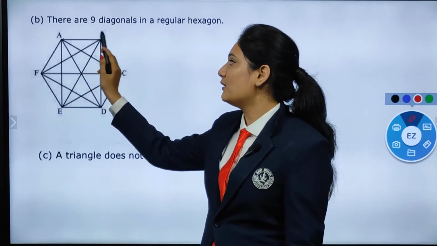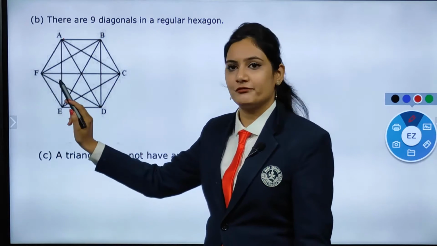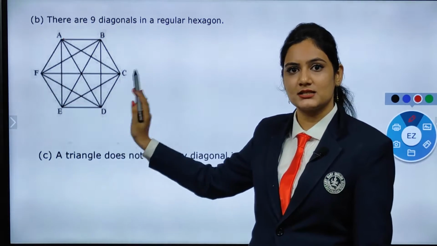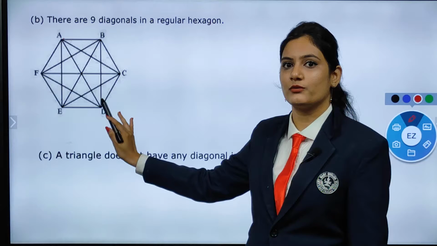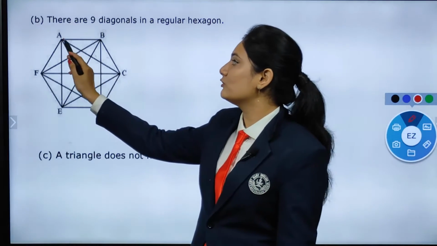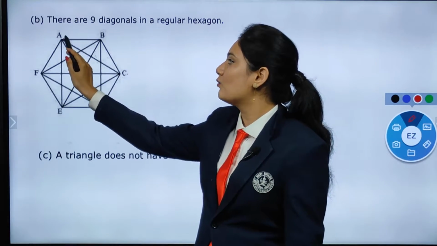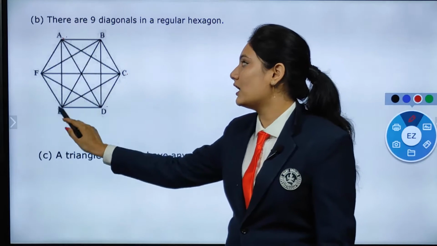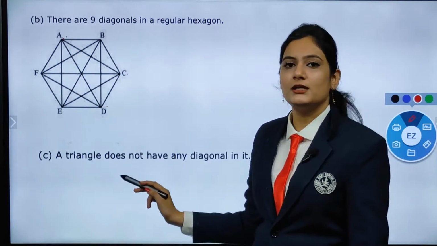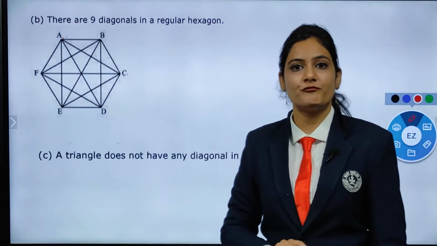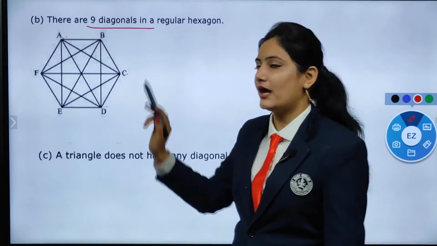See children, A, B, C, D, E, F. Okay, 6 vertices, 6 sides and 6 angles. So it is a hexagon. Now when you join the opposite vertices with A, with B, with C, D, E and F, how many number of diagonals will you get? You will get 9 diagonals.